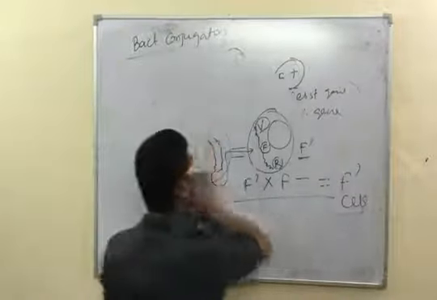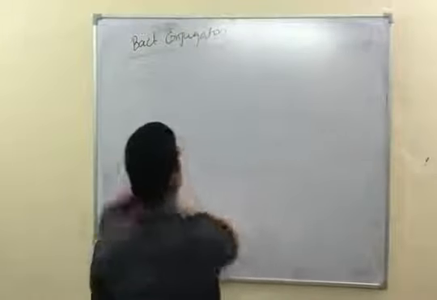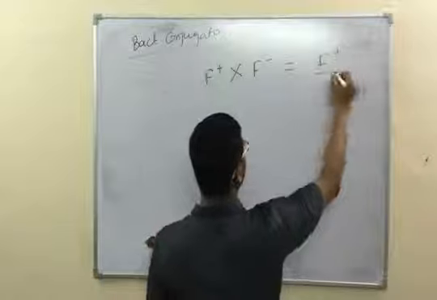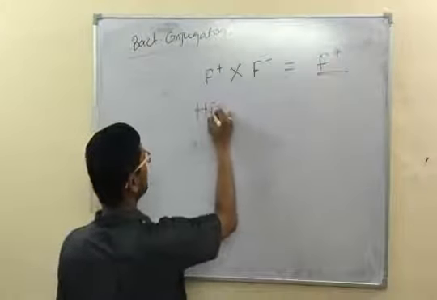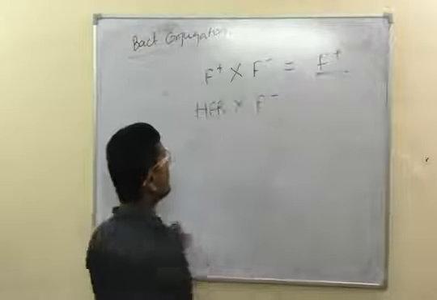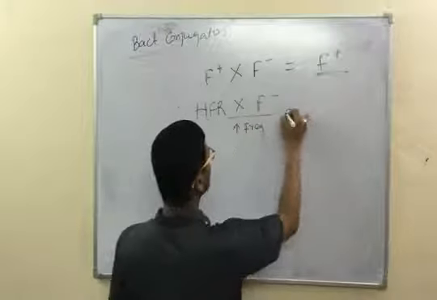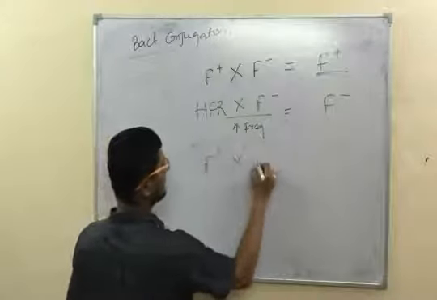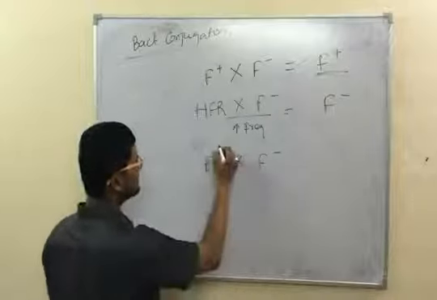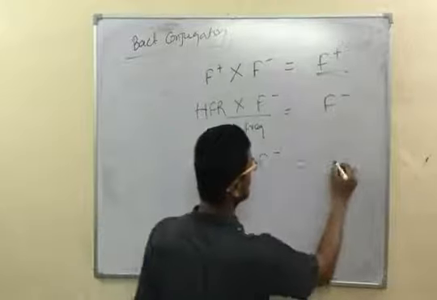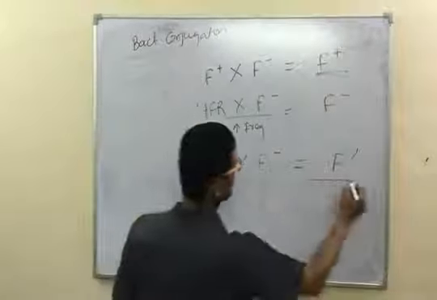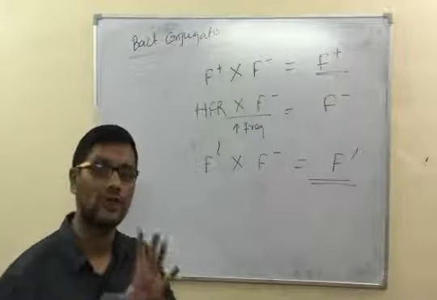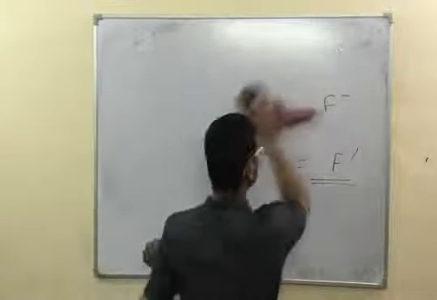I want to conclude here by saying that when an F plus cell meets an F minus cell, the resultant recipient will be F plus. When an HFR cell meets an F minus cell, the mating is more frequent, however the resultant cell remains F minus only. When an F dash cell meets an F minus cell, the resultant recipient will be F dash. So these are the three important outcomes of conjugation that you need to remember. It is very, very important, you will get confused in the exam. So this is all about bacterial conjugation.